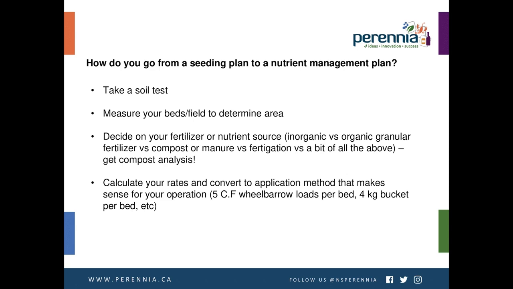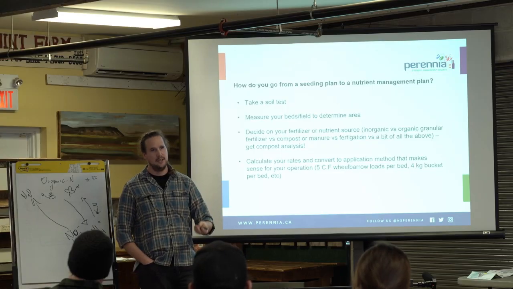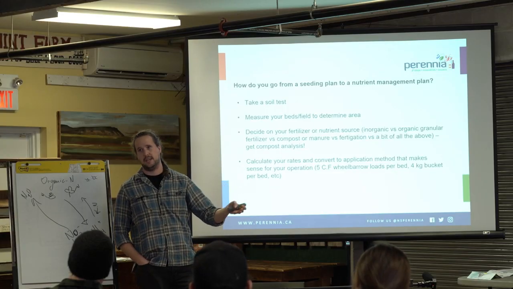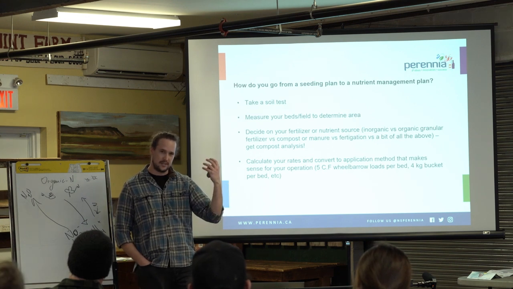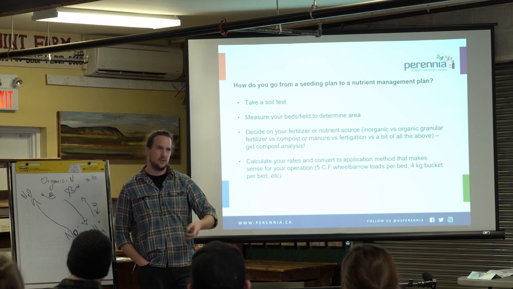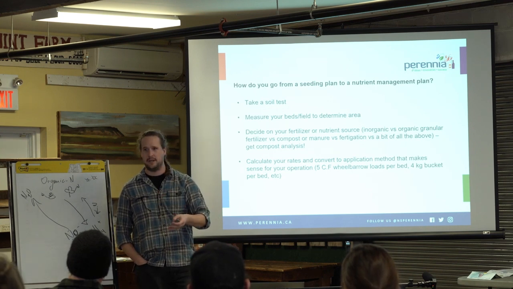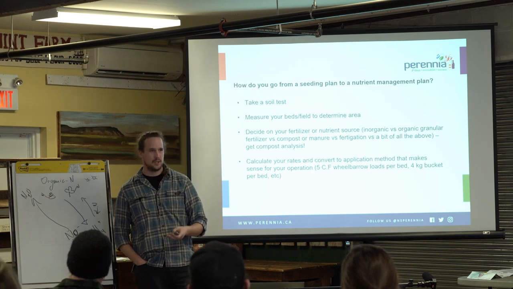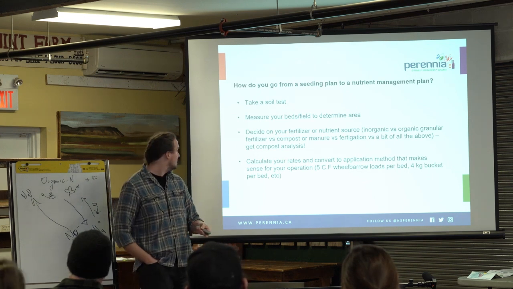You're going to do your calculations and convert to an application method that makes sense to you. We talk about kilograms per hectare, and maybe you order your compost in tons. You know, I want to get 10 tons of compost, but you don't apply it generally by weight. You would apply it by volume. So you would apply it by the tractor bucket or by a wheelbarrow. So you need to be able to make that conversion as well.